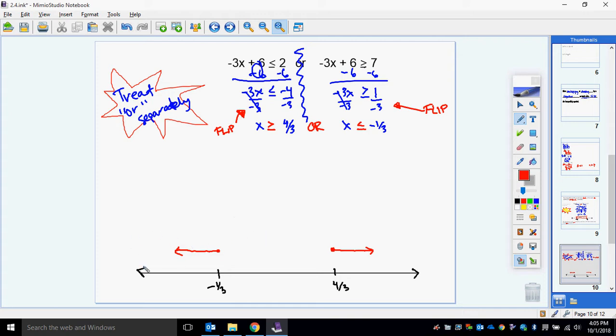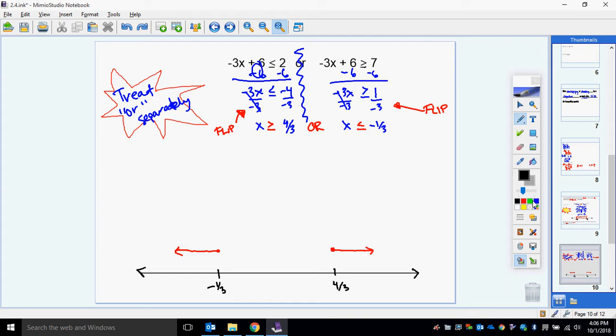I can pick a number from over here and it'd satisfy this part, or I could pick a number over here and it'd satisfy this part of the inequality. But what I can't do is pick a number in here. It won't satisfy either of them. Okay, so a solution to an OR inequality just has to satisfy one of them.